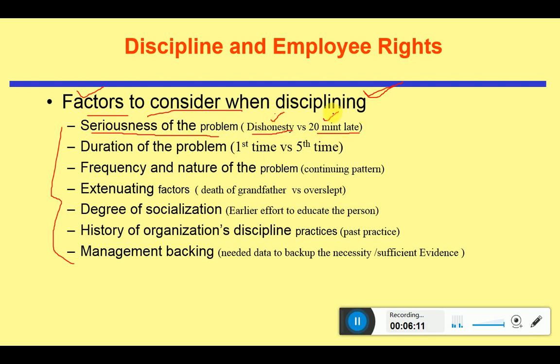Definitely dishonesty is more serious as compared to 20 minutes late. Is it? So first of all, the seriousness of the disciplinary issue must be glanced. Next, that is duration of the problem. What does duration of the problem say? Duration of the problem simply means, have there been any other disciplinary problems in the past, and how long a time span. This violation doesn't take place in a vacuum. Why? Because a first occurrence is usually viewed differently than a third or fourth occurrence or offense.